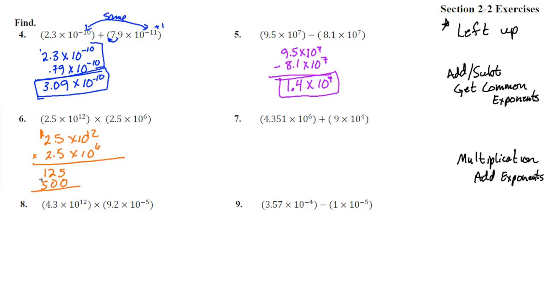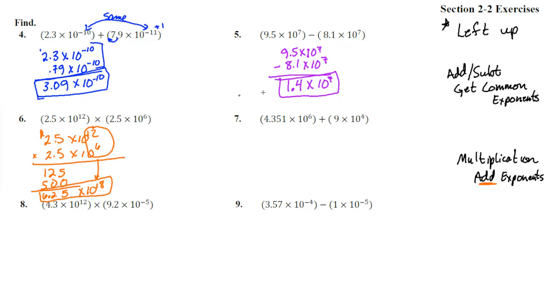So add this up and we now get 625. How many decimals do we have here? 1 behind the decimal, 1 behind the decimal. So we get 6.25 times 10 to the, remember what we do here? Add these exponents. Yep, so that becomes 18. 6.25 times 10 to the 18th power.